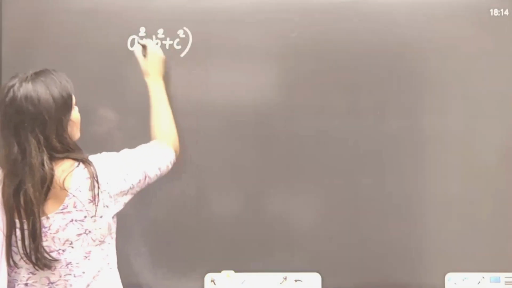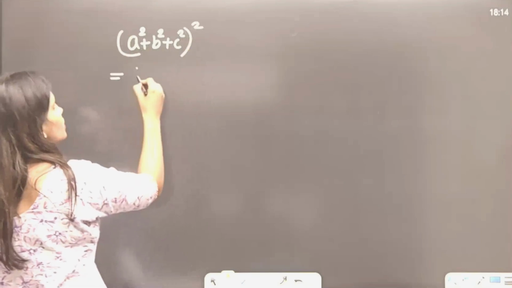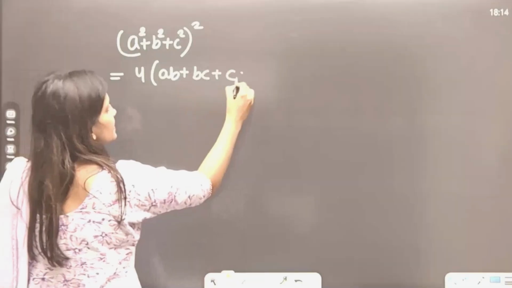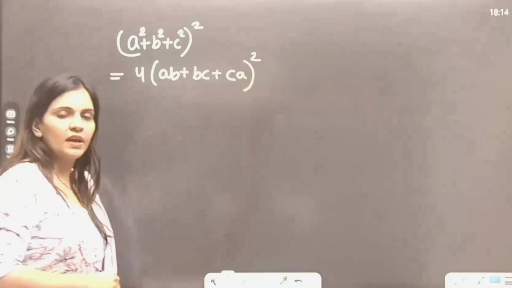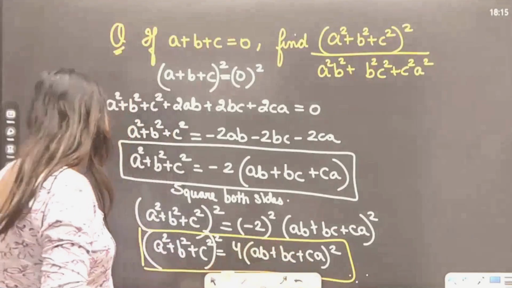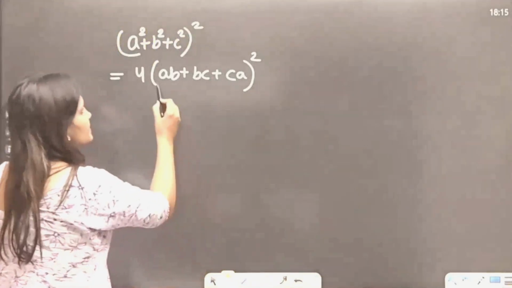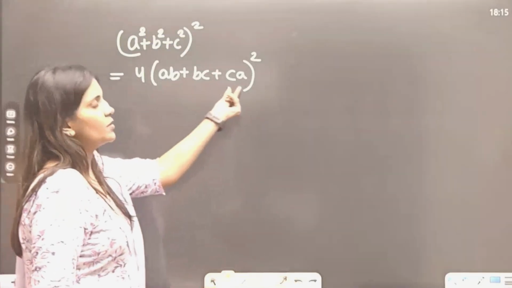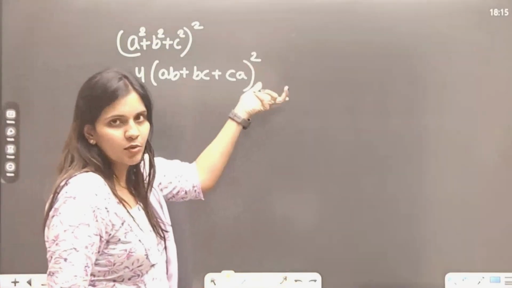(A square plus B square plus C square) whole square came out equal to 4 times of (AB plus BC plus CA) whole square, right? This is the value we got. Now let's solve it further. If I consider it as A, B, C, then this is nothing but (A plus B plus C) whole square. I can apply the formula again.